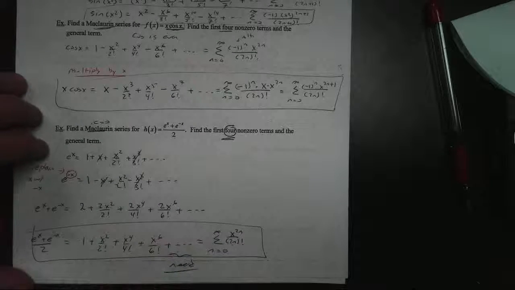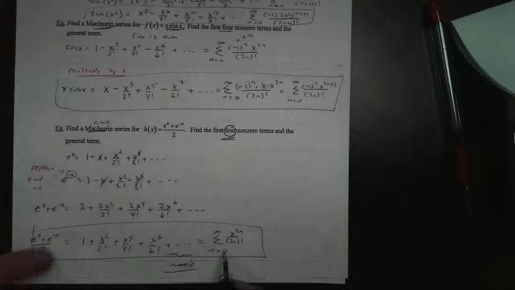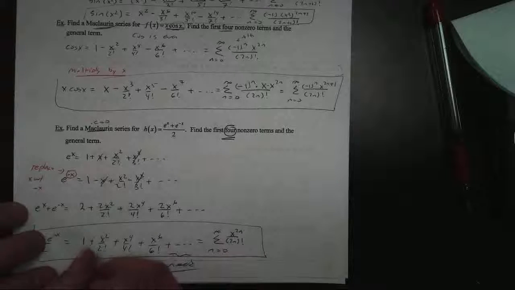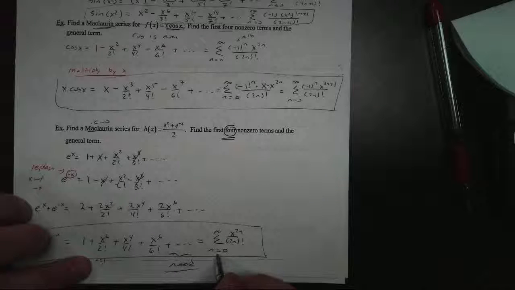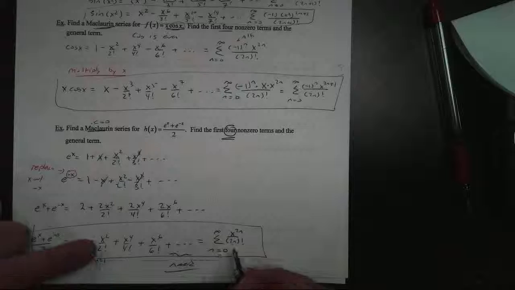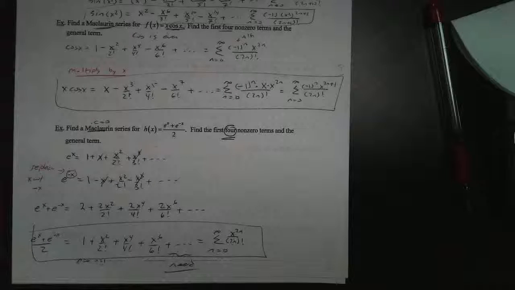Remember to try generating it, check it. Plug in 0. X to the 0 over 0 factorial, which is 1. Plug in 1. N is 1, the number of the term. Remember, this is my term number here this time, not my derivative, my term number. So plug in 1, x squared over 2 factorial, and it works. All right, so there we have it.